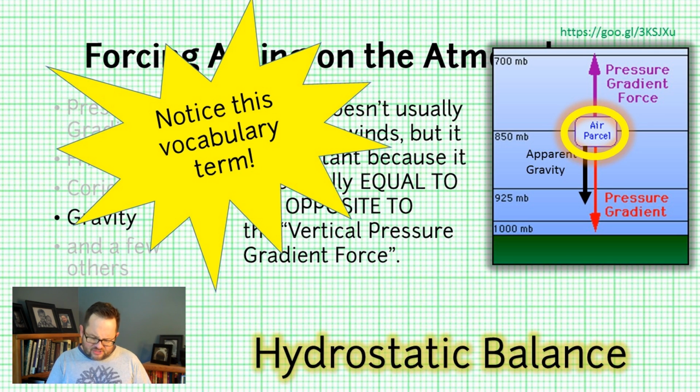Now, I want to draw your attention to that word I just dropped in there, circled in yellow: air parcel. I think I've used that term a couple of times over the course of this lecture. An air parcel is an idea that we use in atmospheric sciences. Think a bubble. Think a balloon, something like that. A small volume of air that we can do things like analyze the forces that work on it. Now, that's an important vocabulary term.